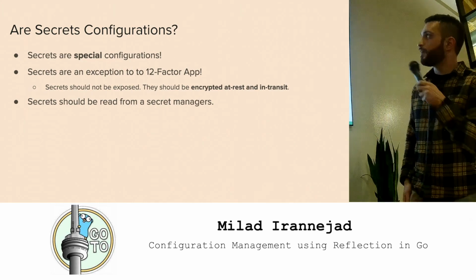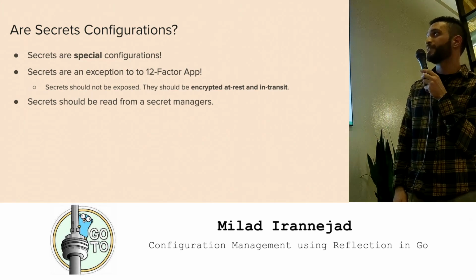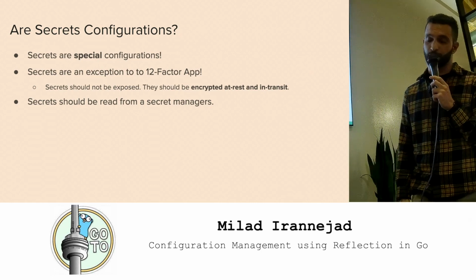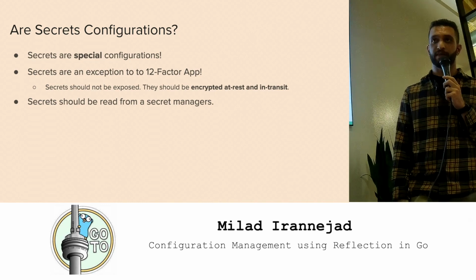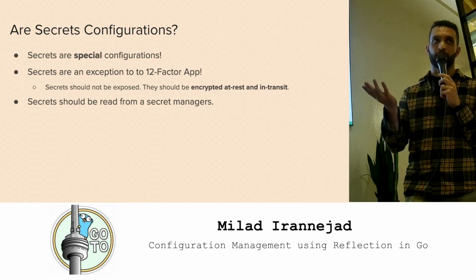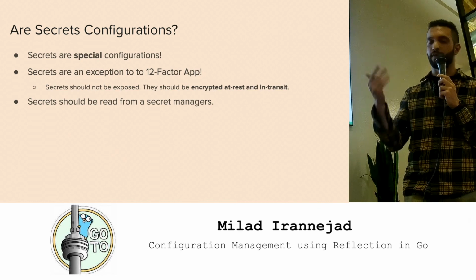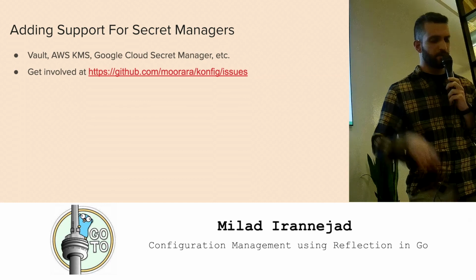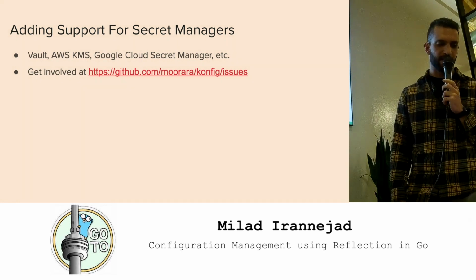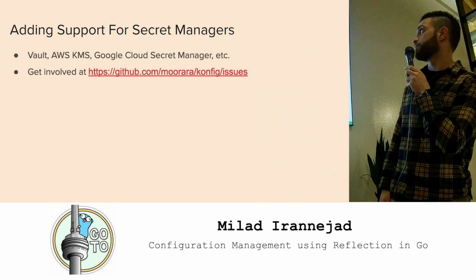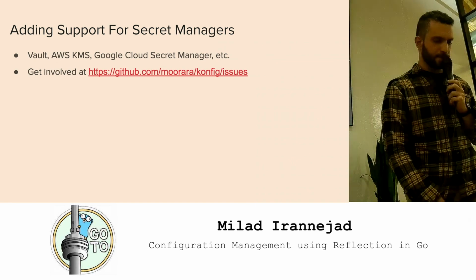And in terms of future work, secrets are special configurations. They are an exception to the 12-factor app, because secrets need to be encrypted at rest and in transit. So you don't want them to be available in your environment, where if you run the env command, you would see them. Secrets need to be read from secret managers. One extension to this library would be adding support for secret managers like Vault, AWS KMS, or Google Cloud Secret Manager. So that's it for me.